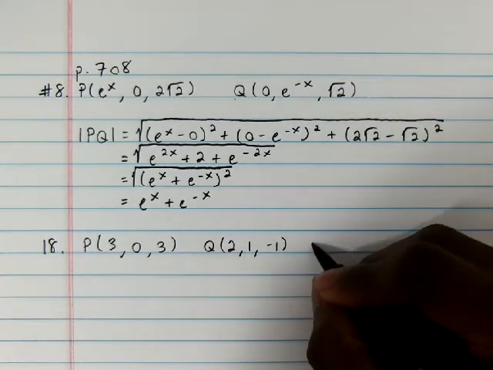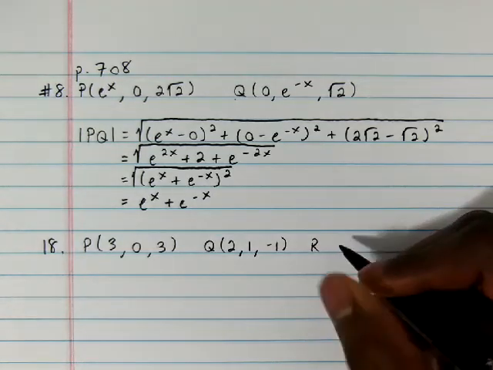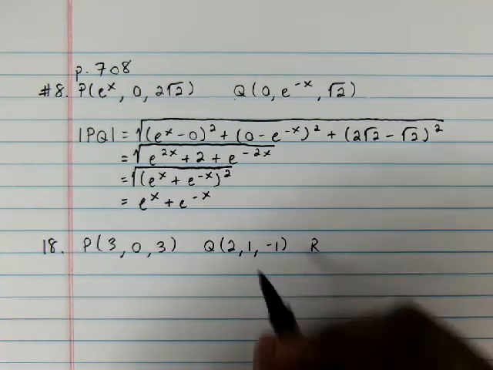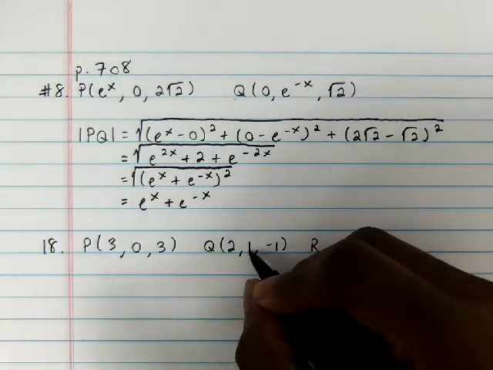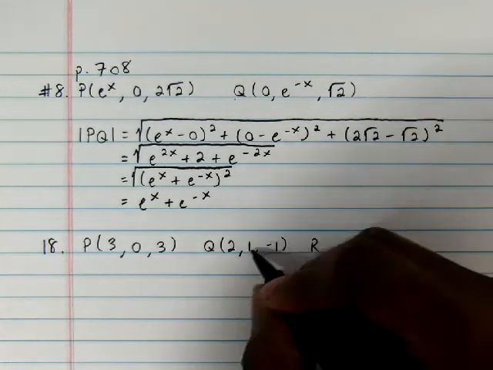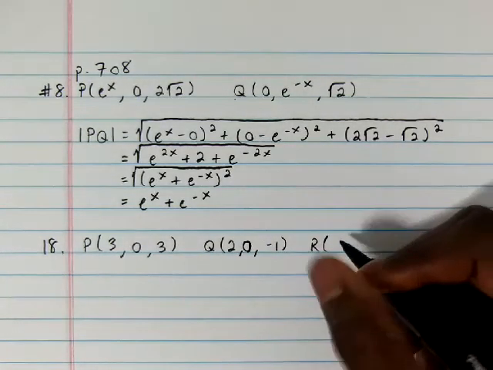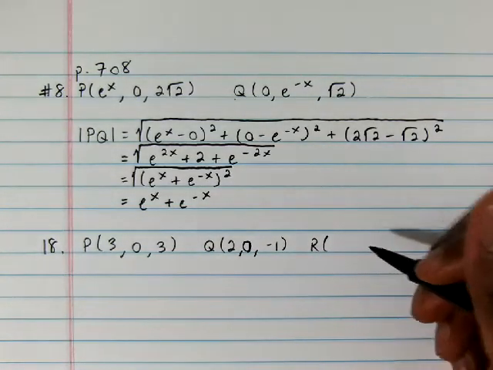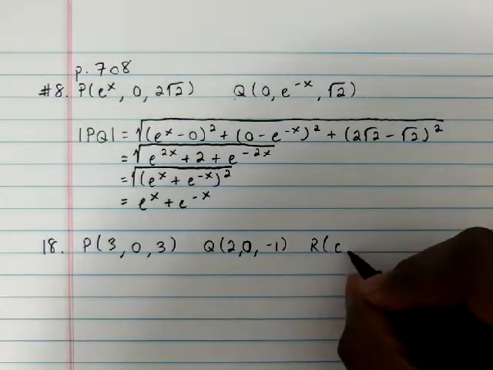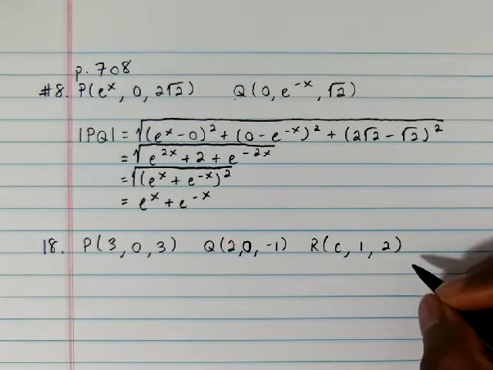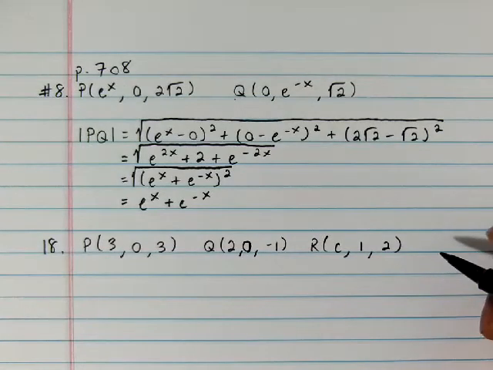And R be equal to the point, sorry, I'm using the wrong points. I started looking at number 17. So Q was supposed to be (2, 0, -1). And then R is (C, 1, 2). So C, just the letter C, comma 1, comma 2. Determine the two values of C that make PQR a right triangle with hypotenuse PQ.